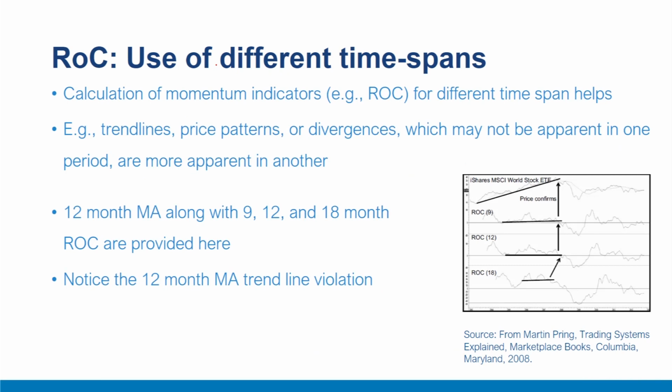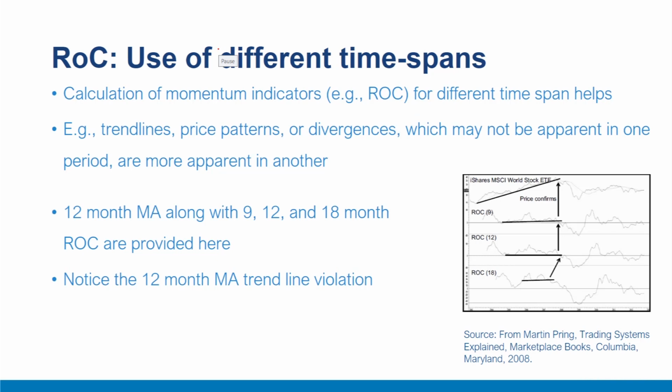Please note that analysis of any technical situation can be enhanced by the calculation of several momentum indicators, each based on a different time span. In this way, the trend line, price patterns, or divergences, which may not be apparent in one period, are more apparent in another. The discovery of signs of a trend reversal in several indicators constructed from different time spans adds further fuel to the weight of evidence.